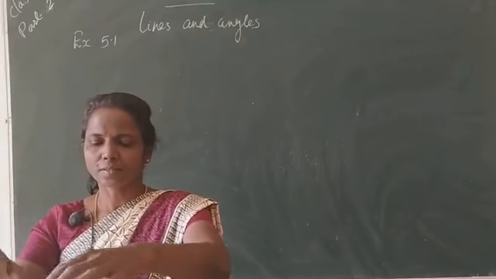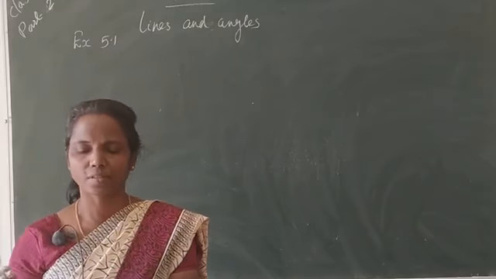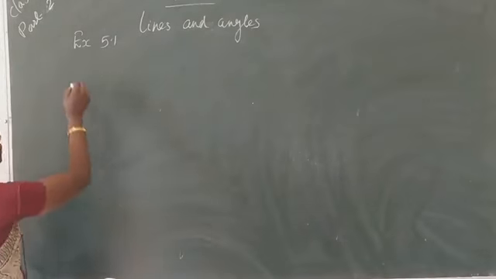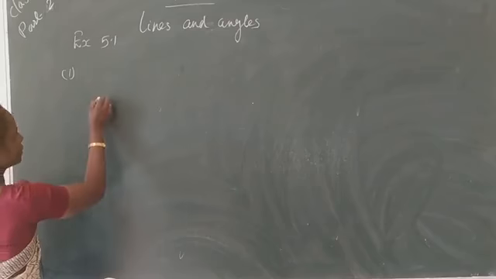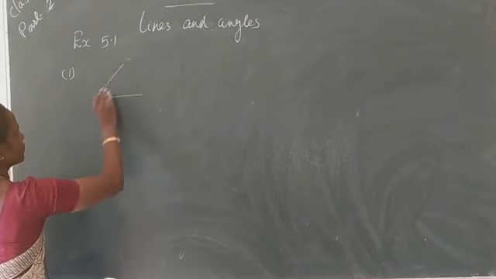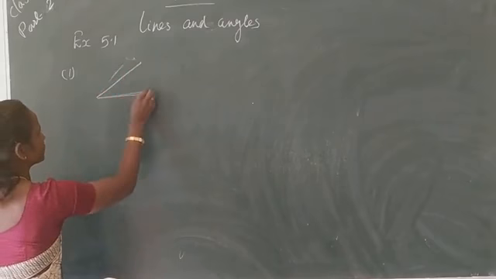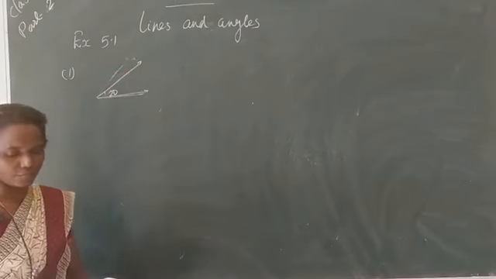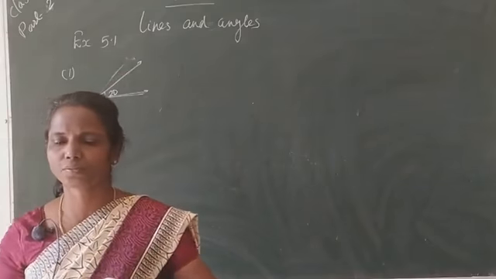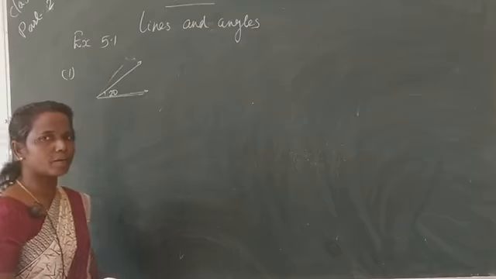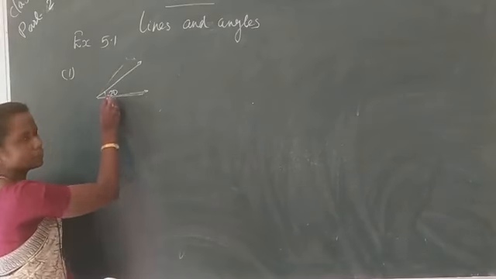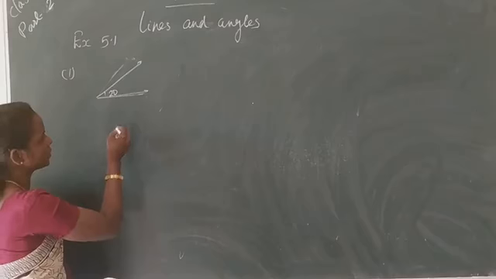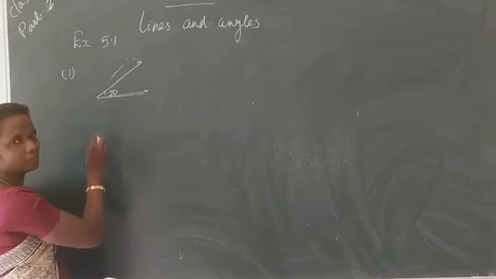Next, exercise 5.1. First question: find the complement of each of the following angles. This is the first question. One angle is given, a 20 degree angle. Find the complement of each of the following. So find the complement of the 20 degree angle.